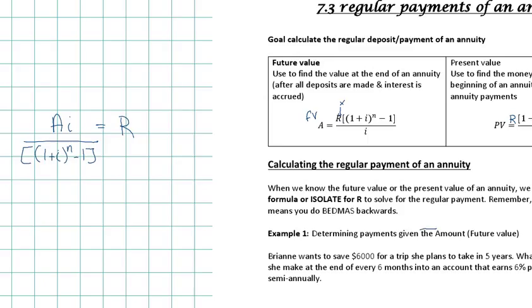Okay. What about the R? It's multiplied, cross multiply? That's it. You're done. R has to stay here. Remember, you're solving for R.